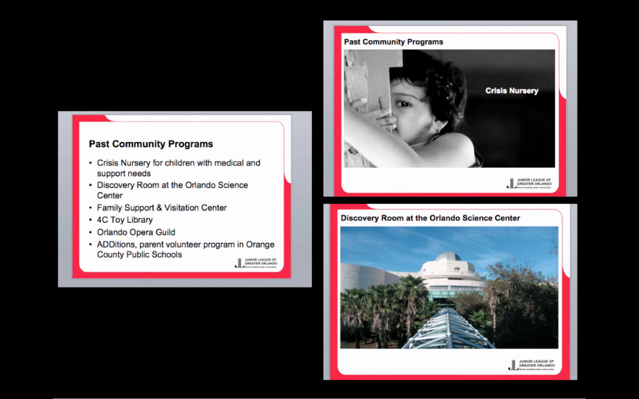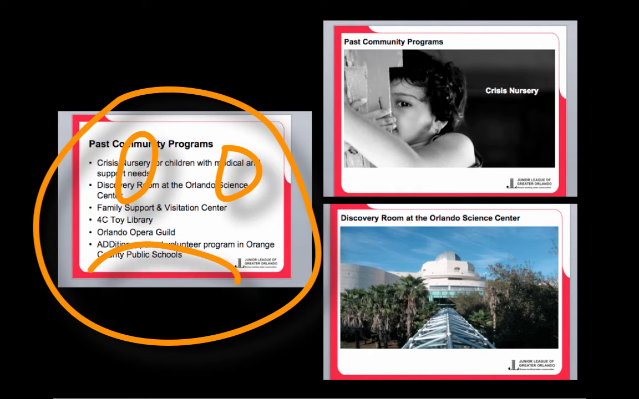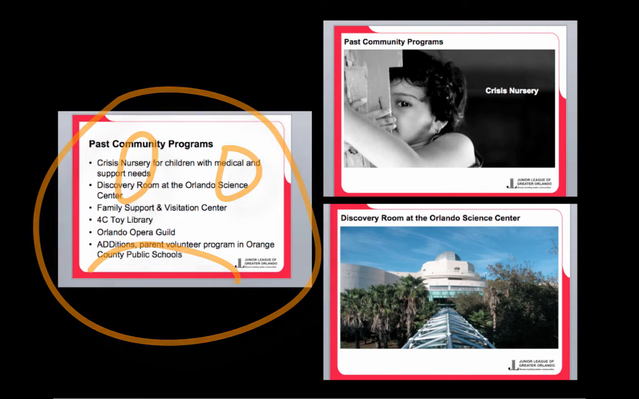Here's just a really simple example of how you can take a boring slide and turn it into a really effective image that is going to match what you're saying. This is just a sample slide from the Junior League of Greater Orlando, and in their previous PowerPoint, they listed a whole bunch of programs bulleted in their presentation, and they decided that the audience really wasn't getting the impact of all the great work that they were doing.